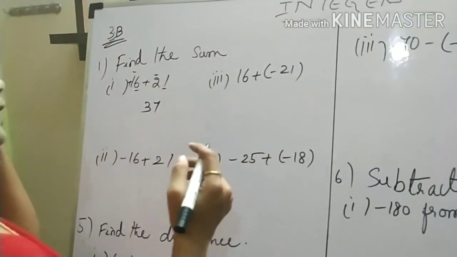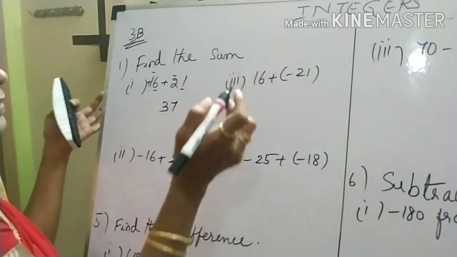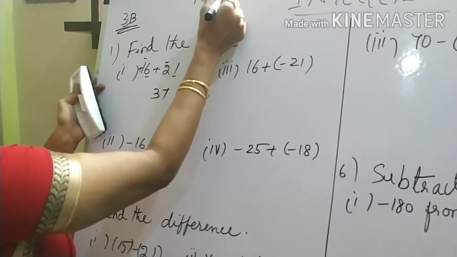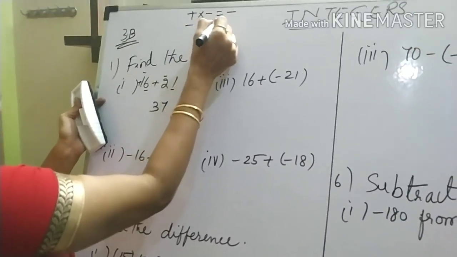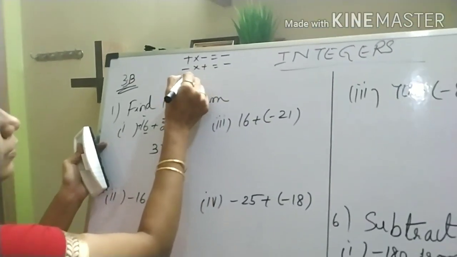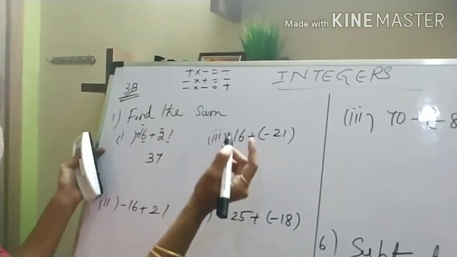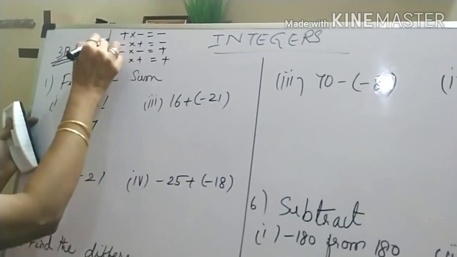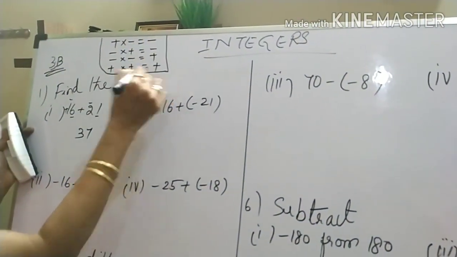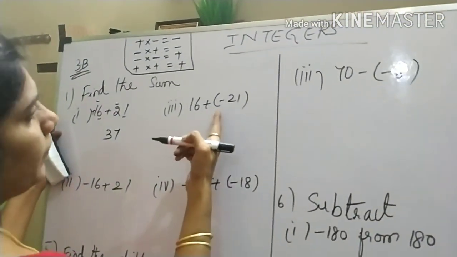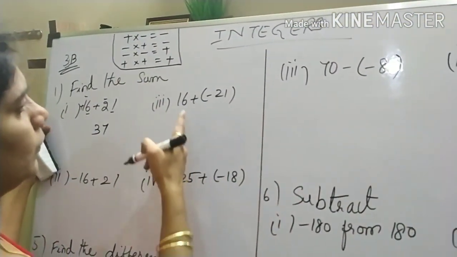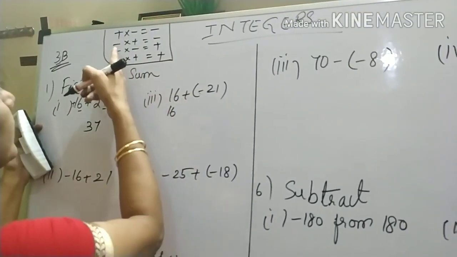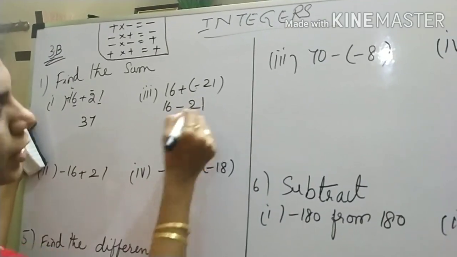So as I have explained in the previous class, plus into minus is minus, minus into plus is minus, minus into minus is plus, and plus into plus is also plus. Remember these four things. Okay. So bracket means always into. So plus into minus, what is here? Plus into minus is minus. So minus 21.